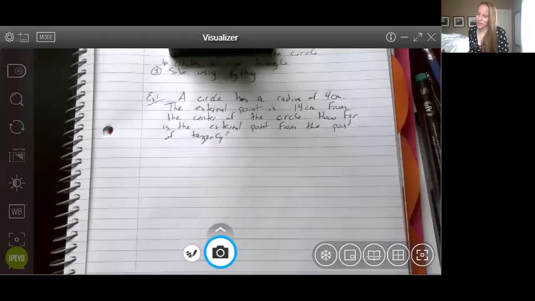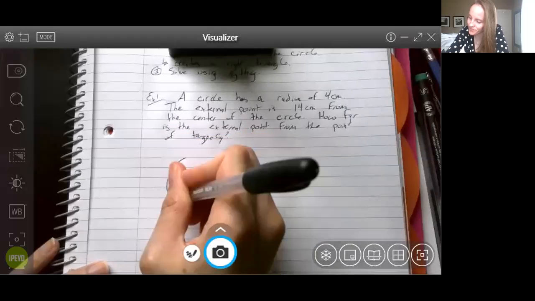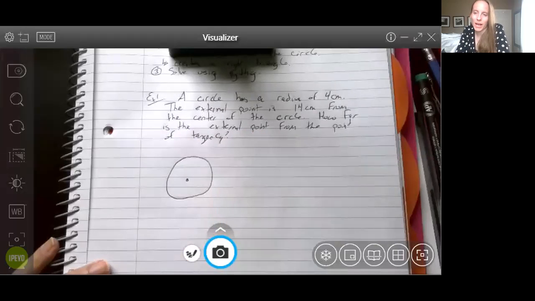Okay, so the first example that we're going to do has a circle with a radius of 4 centimeters. It also tells us that the external point is 14 centimeters from the center of the circle. It's asking us to determine the length of the tangent line from the external point to the point of tangency. So to do this, we are, of course, going to start by drawing our circle. Then I'm going to start drawing in my tangent line, and then my radius, and then the line from the external point to the center of the circle.